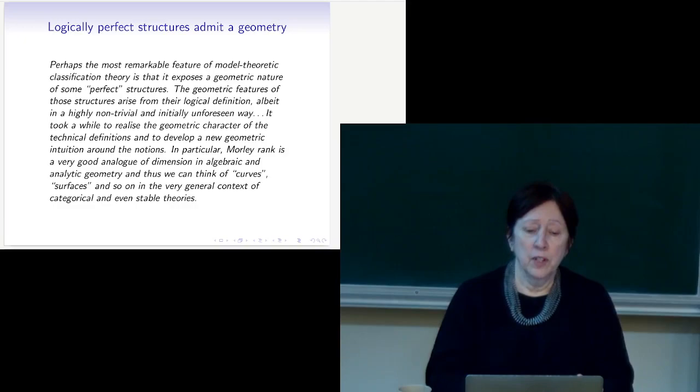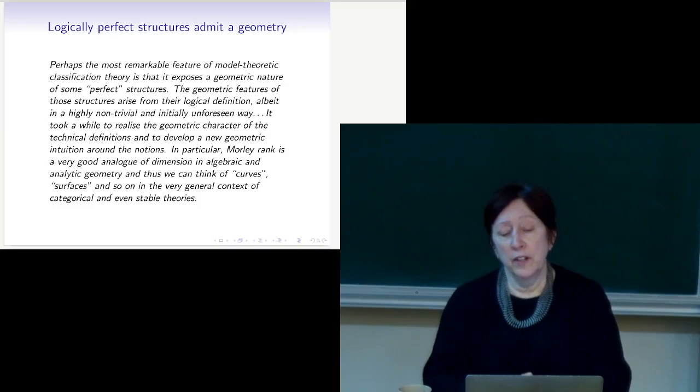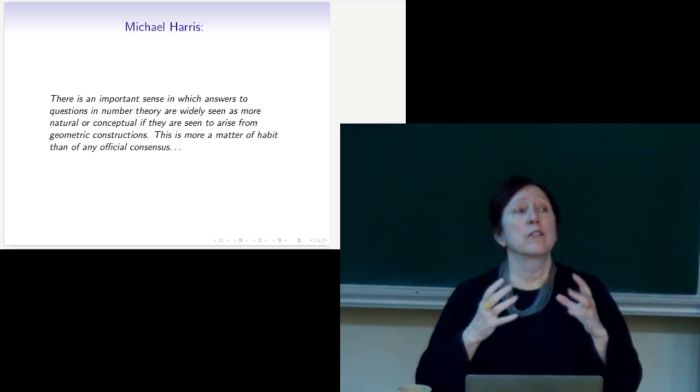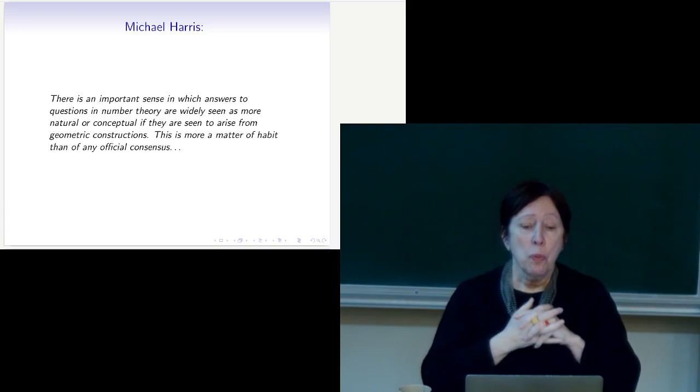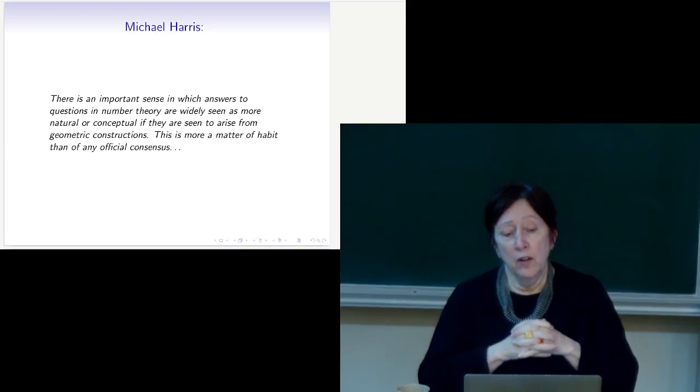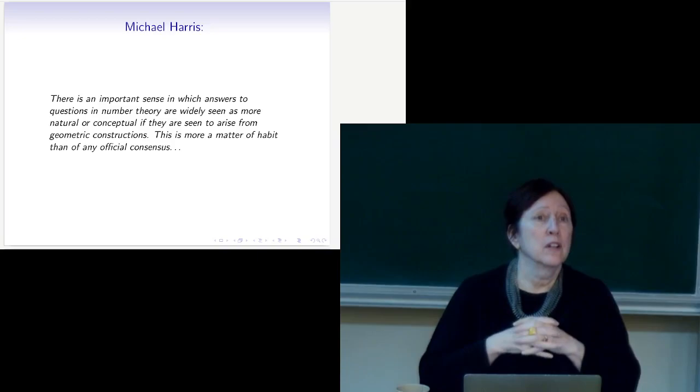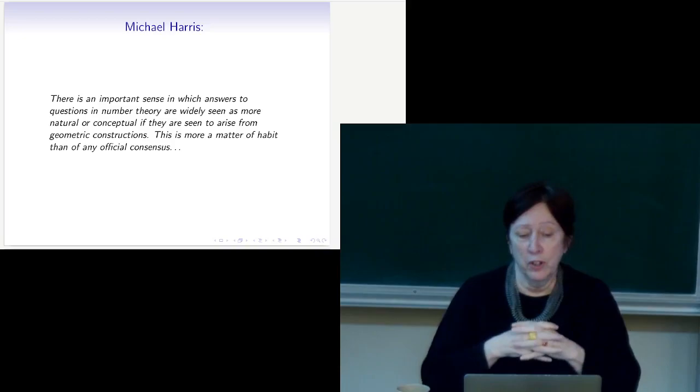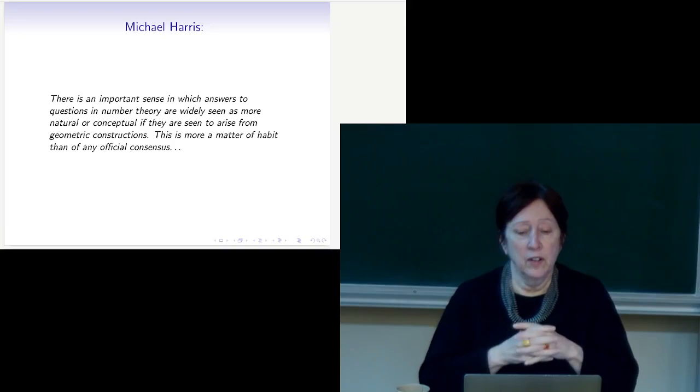Next slide. So here, this idea of geometry. Remember, the whole paper is about that first paragraph of Boris, where he talks about the algebra-geometry distinction. Of course, as I'm sure you all know, and Michael Harris is an example, a geometric proof of a number theoretic conjecture or theorem is the real proof, the proof from the book, so to say, as Menachem would put it. So here he says, there is an important sense in which answers to questions in number theory are widely seen as more natural or conceptual if they are seen to arise from geometric constructions.